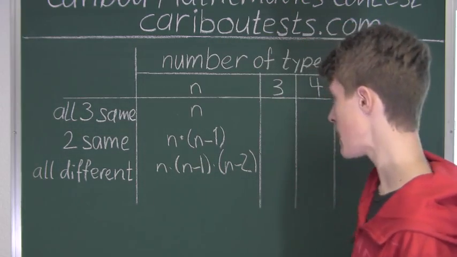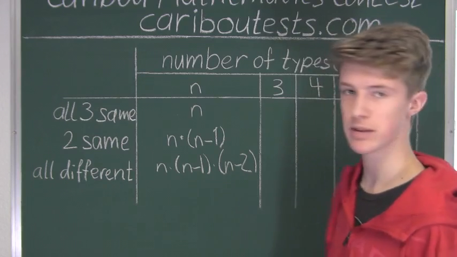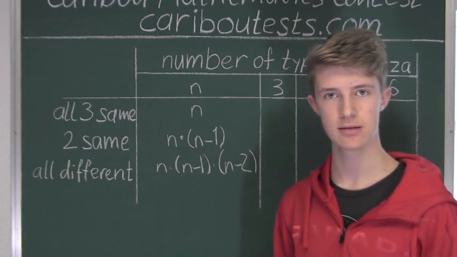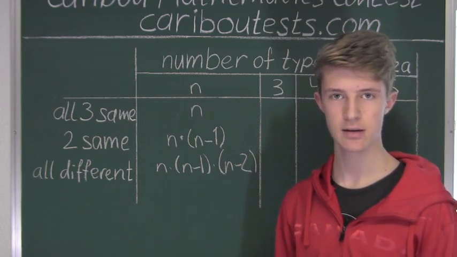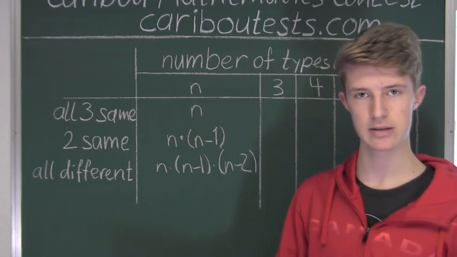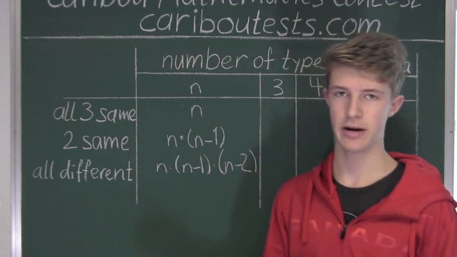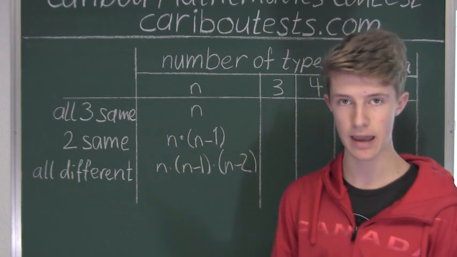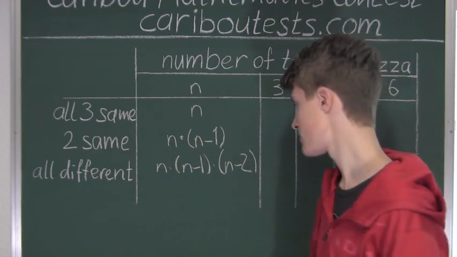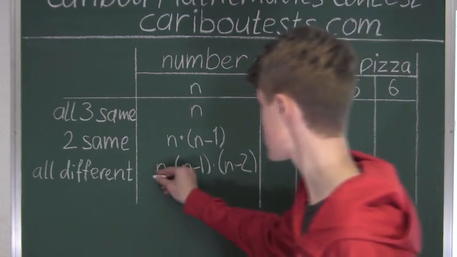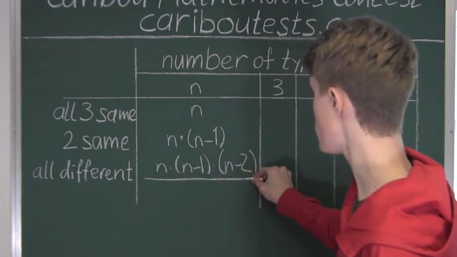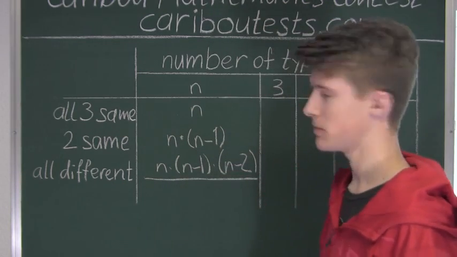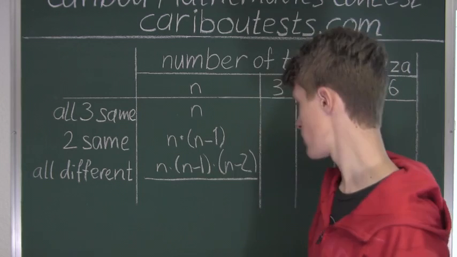But the order does not matter because we just want the set of 3 slices. So for example, if the 3 different types of pizzas are A, B, and C, then it doesn't matter if the slices go in order of A, B, C, or A, C, B, or C, A, B, and so on. It just matters that you would have A, B, and C. So now we must divide this by all possible orders of the 3 slices, which is also known as 3 factorial.